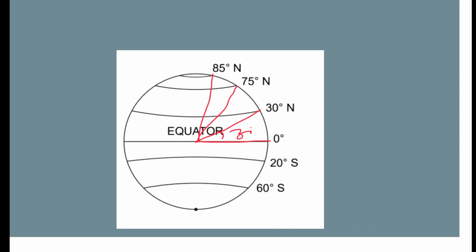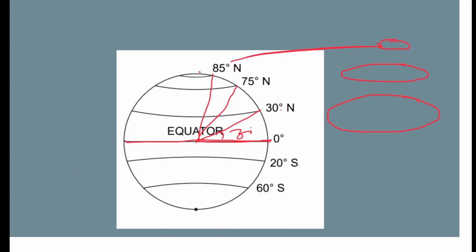If we draw a line at that angle, suppose at 0 degree angle we are drawing a line on the circumference of the earth, that will be all around the earth, so that will be a circle. Then again at 30 degree we will draw, so that will be a circle. Again here we will draw, that will be a circle.